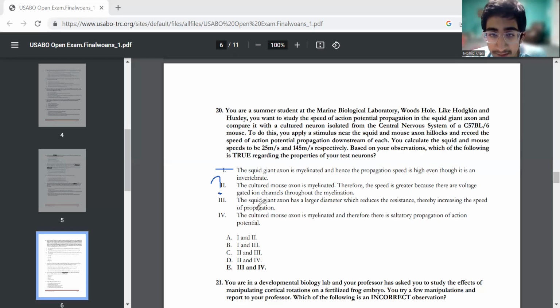The squid axon has a larger diameter, which reduces the resistance. This is what I mentioned before, thereby increasing the speed of propagation. Well, yes, even though the speed was much smaller, this logic is completely true. The major reason why this squid had a slower action potential was because there had to be continuous conduction because there was no myelination. So that's why C3 would be correct.